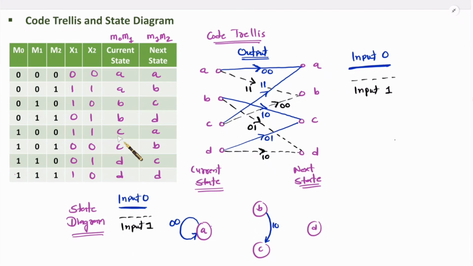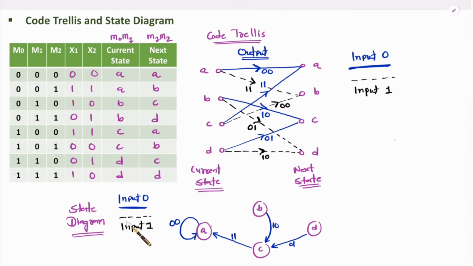So here note down 1 0. Now current state C, input 0, next state A. Current state C, input 0 means solid line, next state A, output is 1 1. Note down 1 1 here. Current state D, input 0, next state C. So here we will be having a solid line. And on this line, current state D, input 0, next state C, and output is 0 1. So note down 0 1 over here.